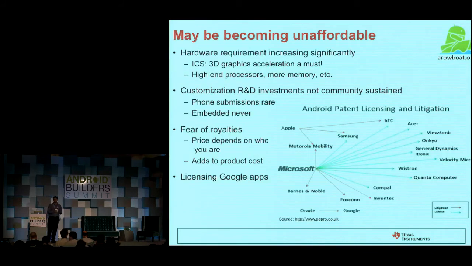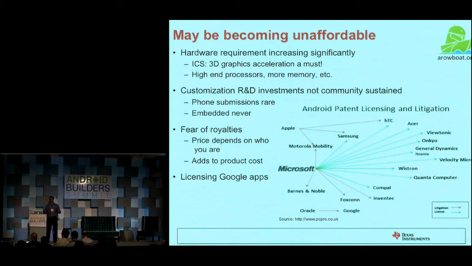So let's talk a little bit about the affordability aspect and how it's getting a little bit more costly. You see the hardware requirements increasing significantly. With Ice Cream Sandwich, you see something like 3D graphics acceleration as an absolute requirement for having that experience. It's no longer just a nice to have. Really, you can't have a good experience without a 3D graphics accelerator.